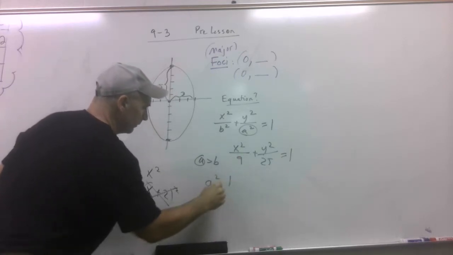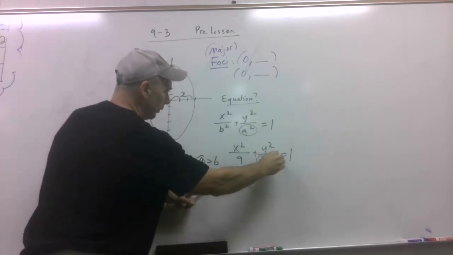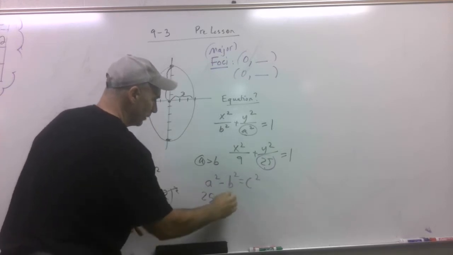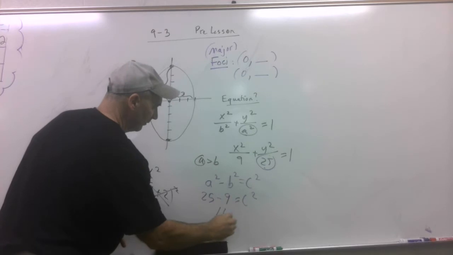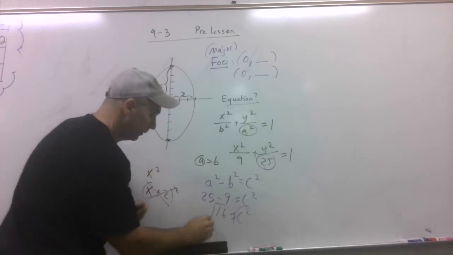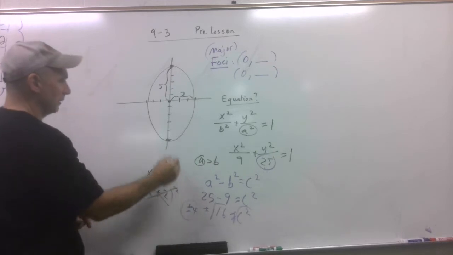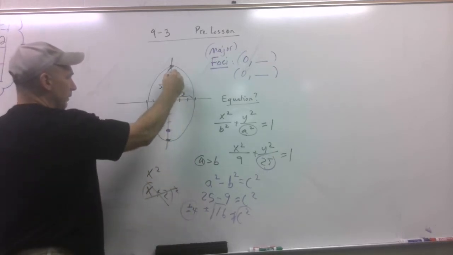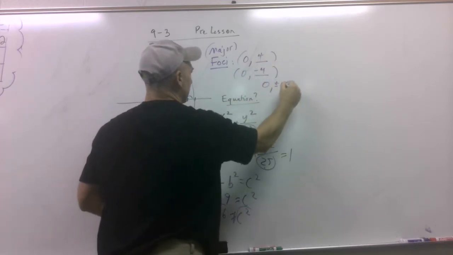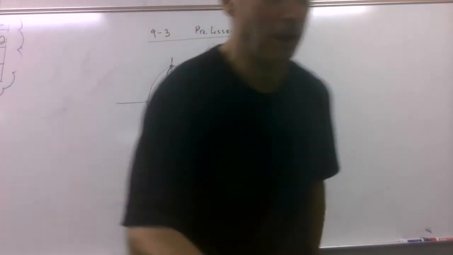Whoops, that's not plus. a squared minus b squared equals c squared. Now, we know that a squared is bigger than b squared, so that's 25 minus 9. So that's 16 equals c squared. Take the square root, bada boom, bada bing, do the right thing. So I get plus or minus 4. Why did I get 2 answers? Because there are 2 foci. There's one of them, there's the other one. So it's 0, 4 and 0, negative 4. The book might write it like this, I'm not sure. So there's level 1 ellipse problems.